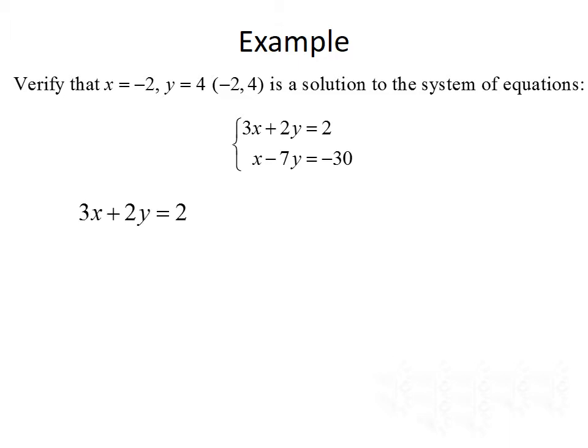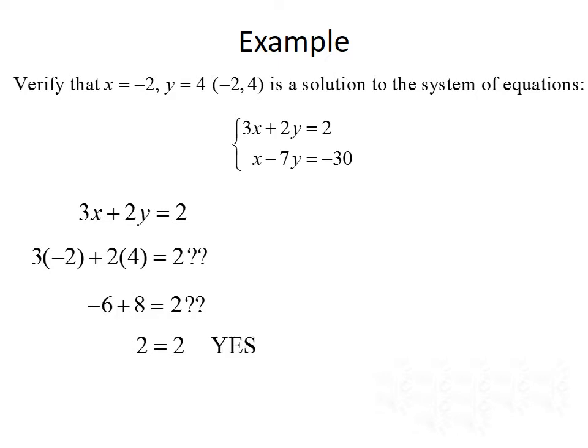So let's start with 3x plus 2y equals 2. If we plug negative 2 in for x and 4 in for y, we have 3 times negative 2 plus 2 times 4 equals 2. If we simplify the multiplication, that will give us negative 6 plus 8 equals 2. And finally, negative 6 plus 8 is 2, so we get 2 equals 2. This is a true statement, so they are a solution for this one equation.